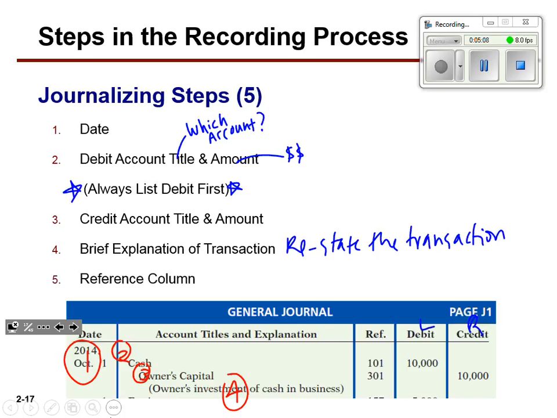And then you need to put something in the reference column based on what you posted to the ledger. We're going to talk about ledgers in a minute. So we can tell that on October 1st, the owner invested $10,000 cash into the business. You see cash debited because cash goes up. You see owner's capital credited because that goes up. If there's a debit, there's a credit. Then we restate the transaction, and then we go post it and put something in the reference number.